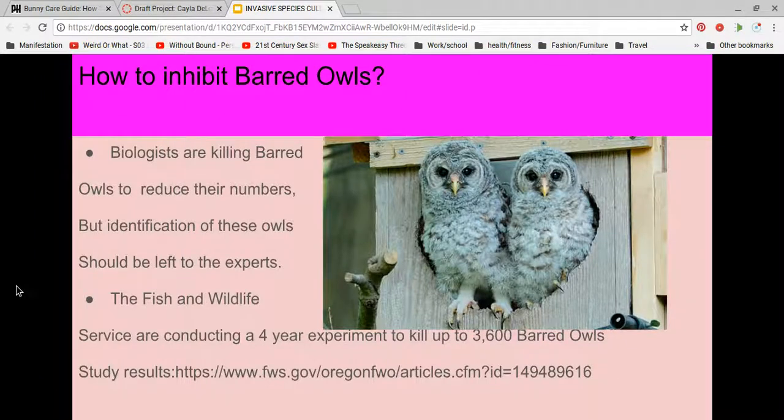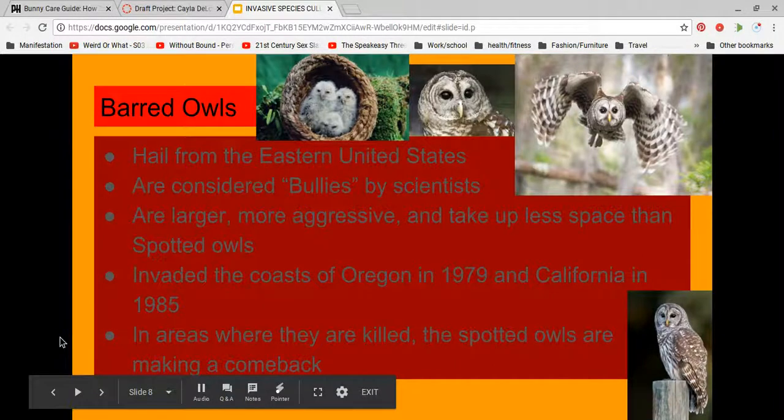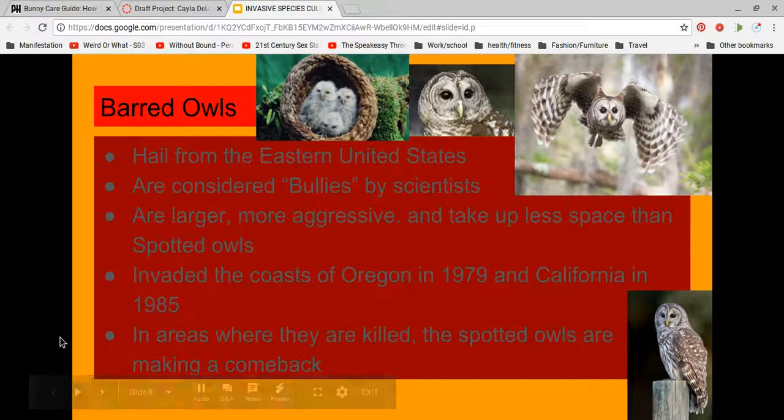Taking up less space. They also eat a wider abundance of prey than spotted owls and diminish other native populations.